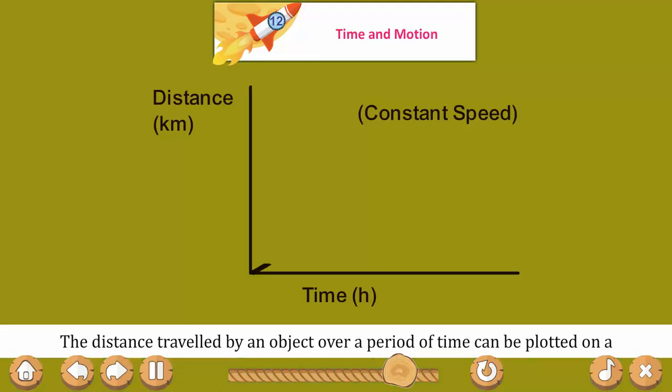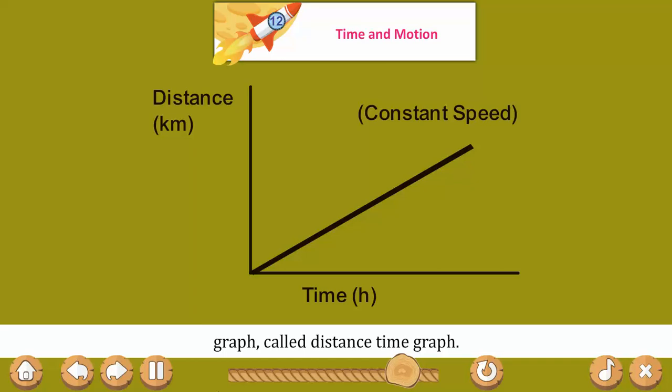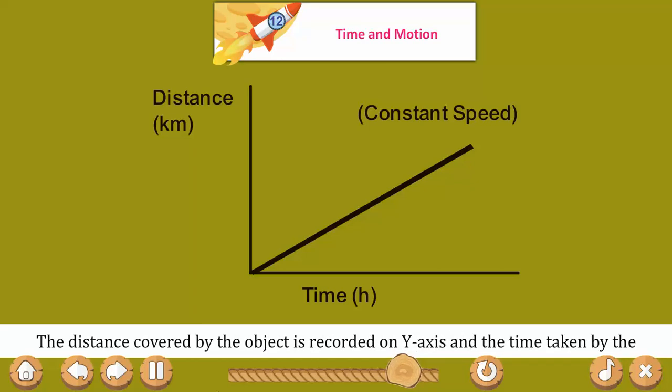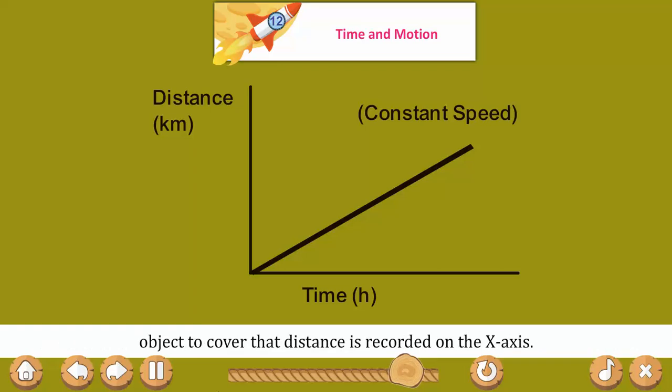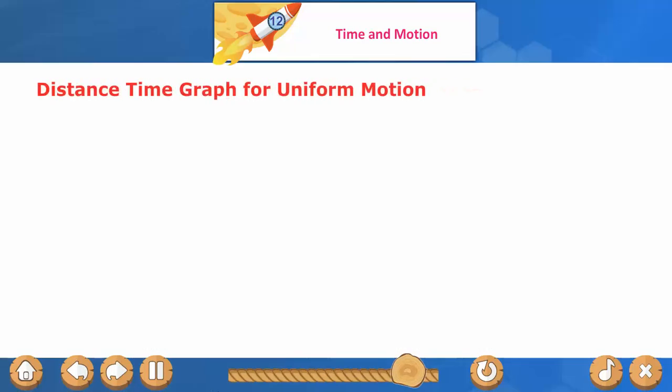Distance time graph. The distance travelled by an object over a period of time can be plotted on a graph called the distance time graph. The distance covered by the object is recorded on the y-axis and the time taken by the object to cover that distance is recorded on the x-axis.